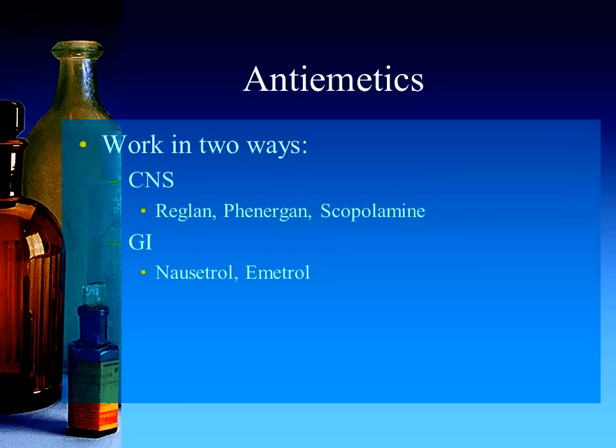Things in the central nervous system we've talked about before, like your anticholinergics, it's just scopolamine. We also have Phenergan and Reglan. What they do, again, is they decrease those dopaminergic and cholinergic receptors in the central nervous system, thereby slowing down the action of the nerves, specifically the vagus nerve, which would stimulate the stomach to contract. So we slow down the smooth muscle contractions of the stomach and therefore decrease the vomiting.